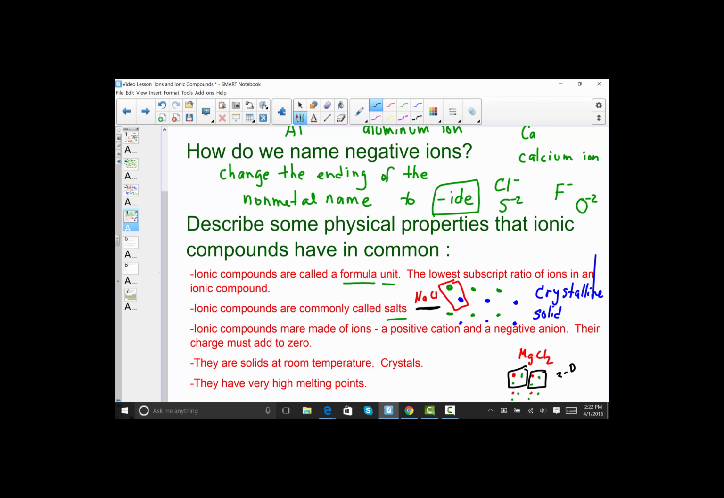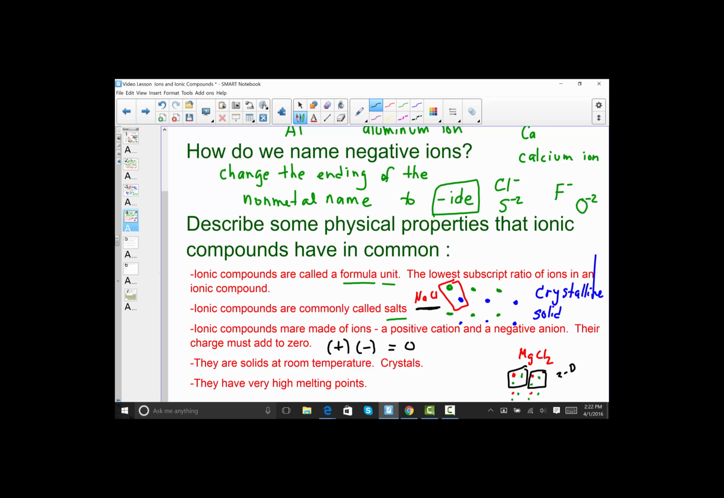We must have a positive ion hooking with a negative ion to create an electrically neutral compound. Our goal is to make sure the overall charge adds to 0 to make an electrically neutral compound. One positive charge electrically balances one negative charge to make it neutral.